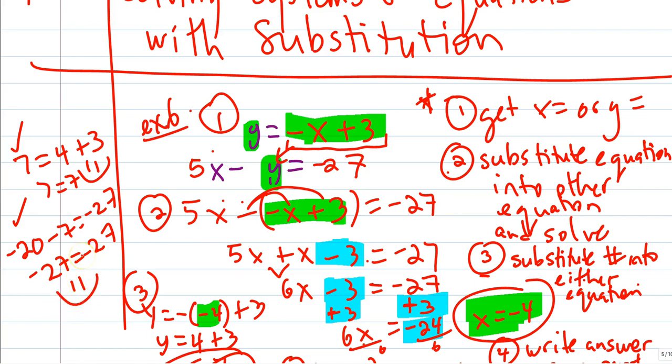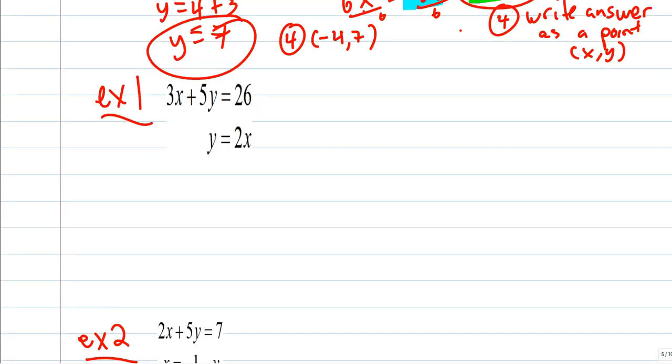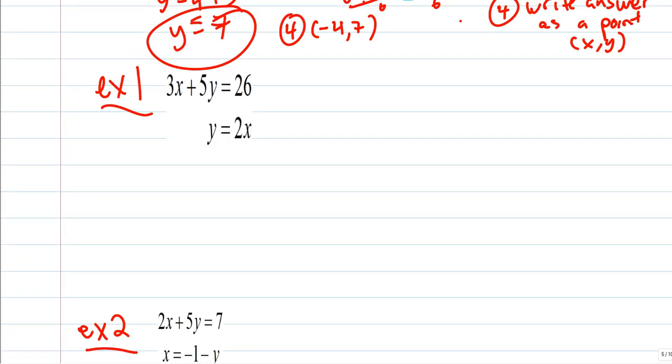Verify that it works for both. All right. Let's keep going. This one is definitely set up for substitution. I see people that sit there and mess with this and try to graph this, and I definitely don't want to graph this. This would have a y-intercept of 26 over 5.